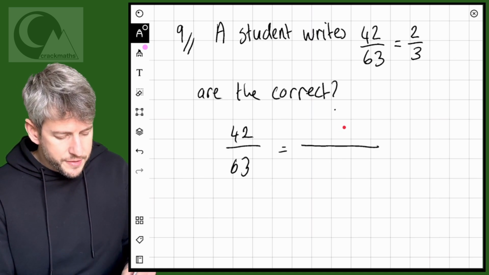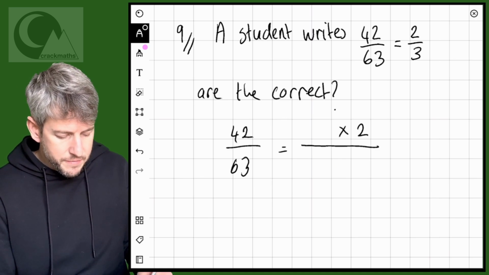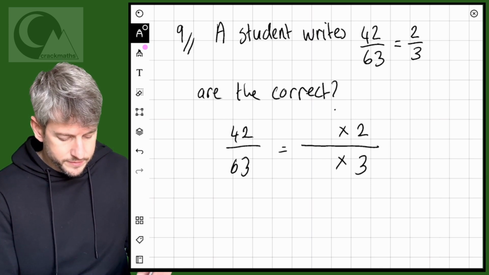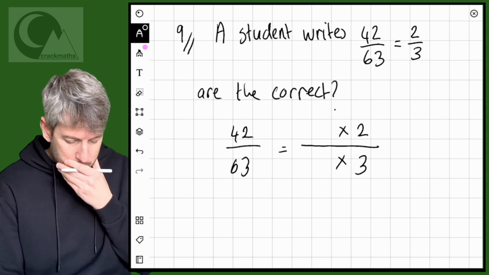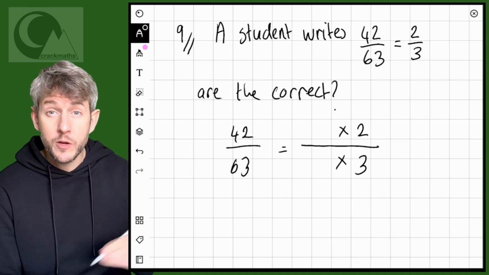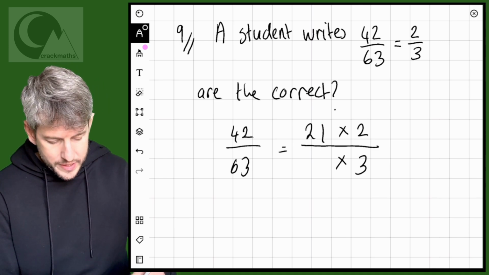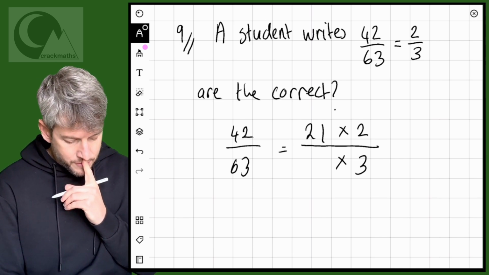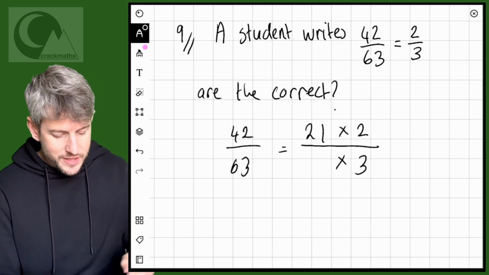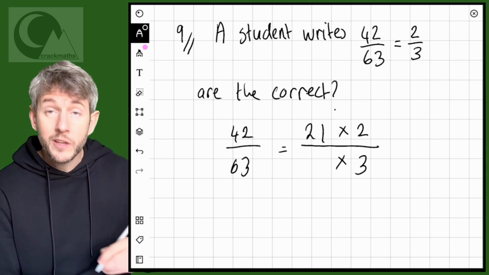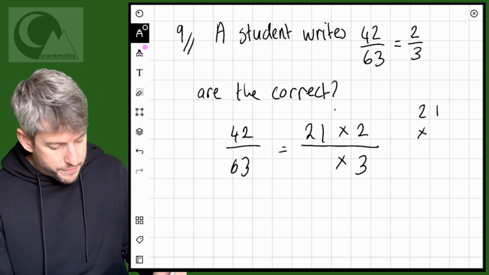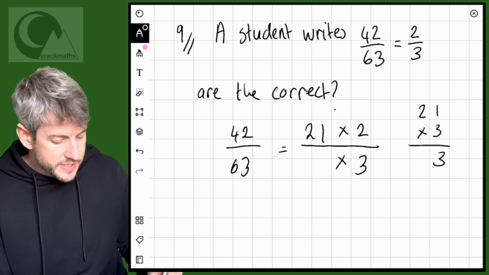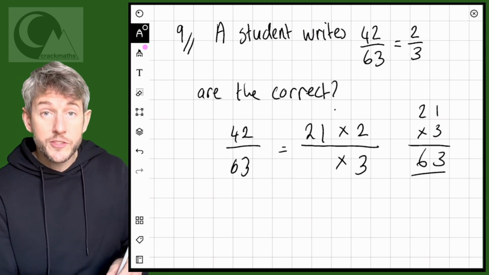And then I'm going to try to think about 42 as being something times 2 and 63 as being something times 3. Okay? Now, 42 divided by 2, well, half of 42 will be 21. And then 63, actually, yep, I can see that 63 is also 21 times 3. I can prove that here. So 3 times 1 is 3. 3 times 2 is 6. Okay, so we can do that.